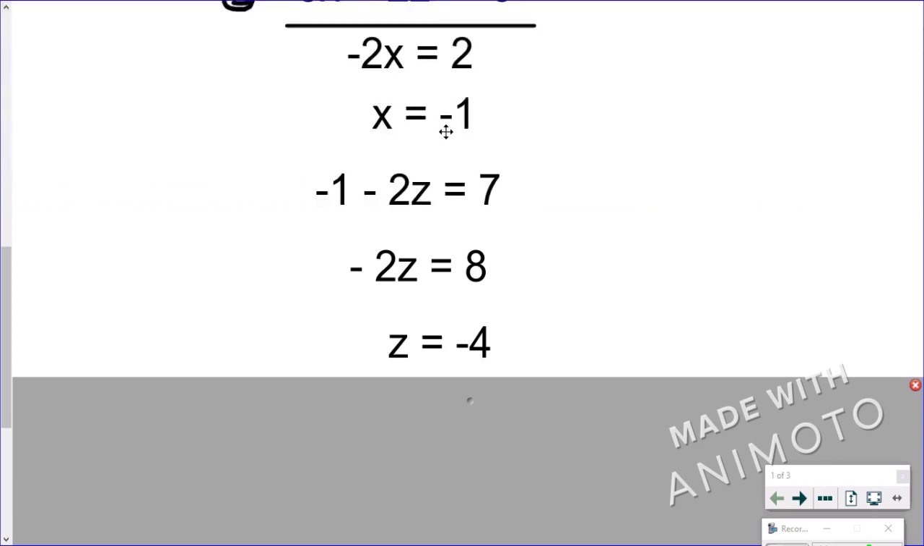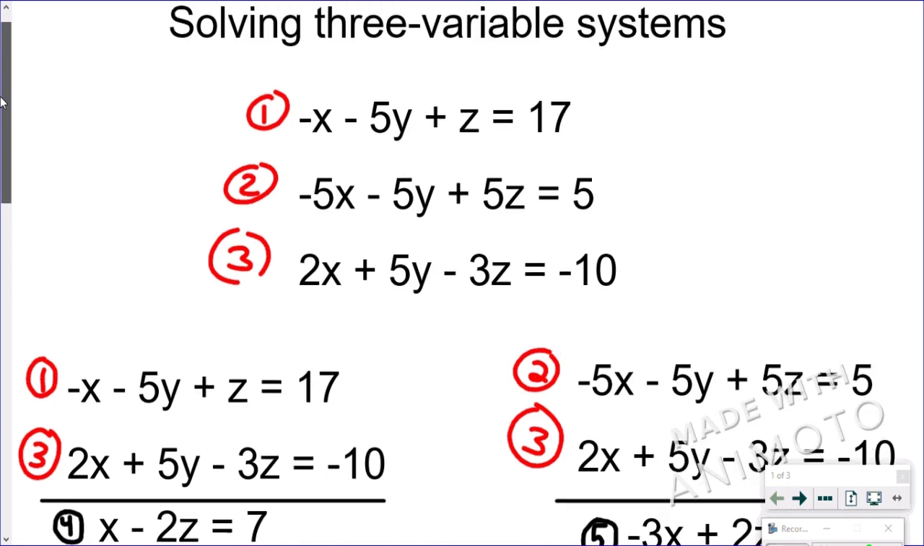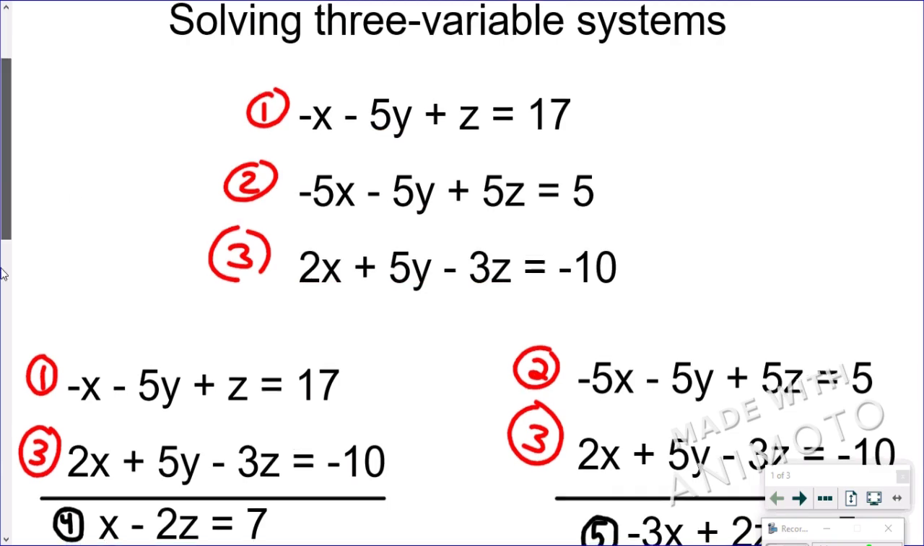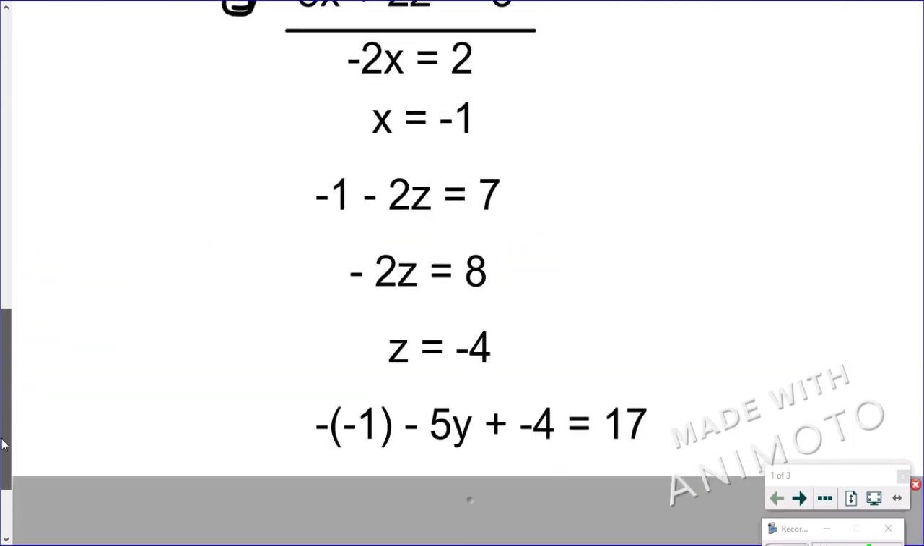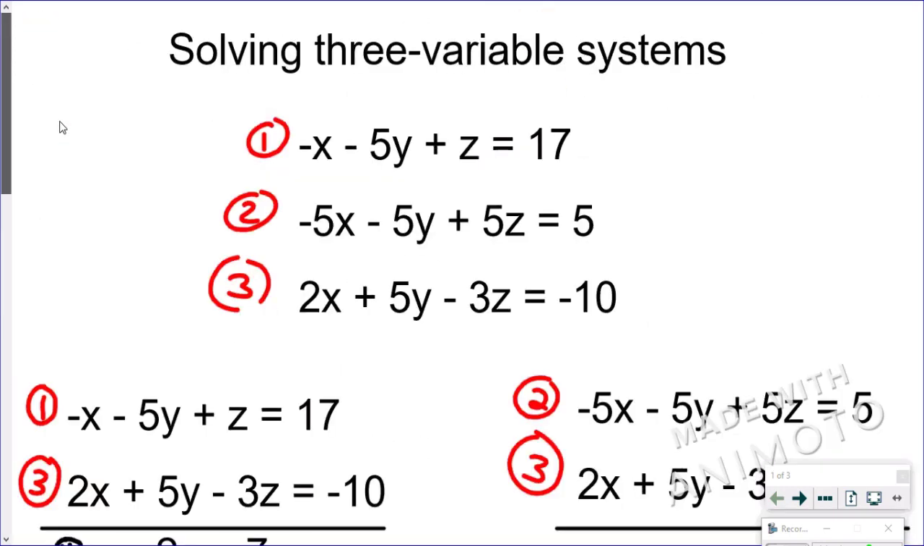So at this point, we have to take our variables and plug them back into one of the original three equations. So equation 1, 2, or 3. I believe I chose equation 1, negative x minus 5y plus z equals 17. So I have negative 1 minus 5y plus z, which is negative 4, equals 17. Sorry if I just made you sick by bouncing around like that.